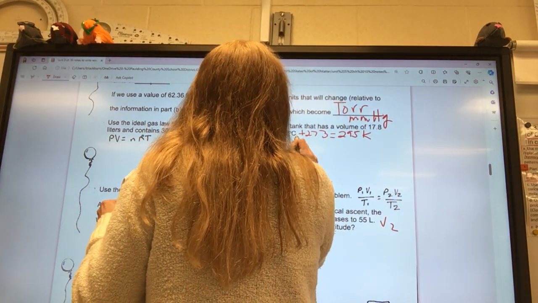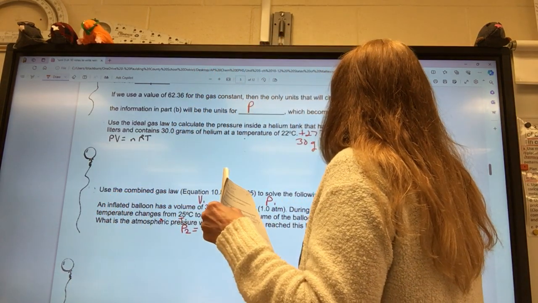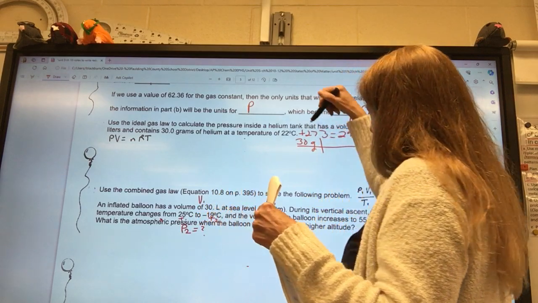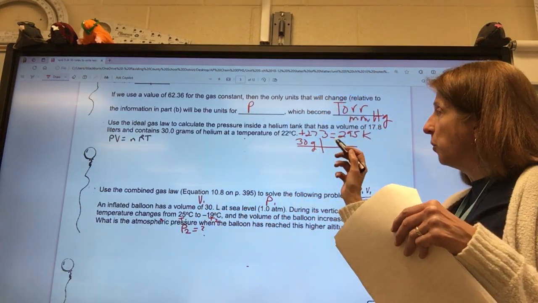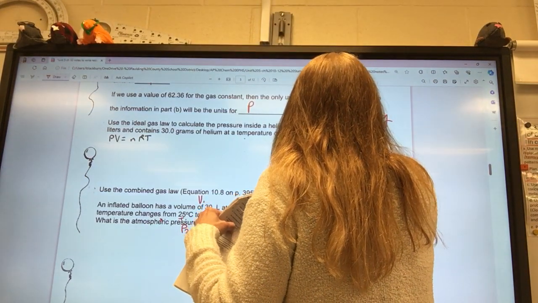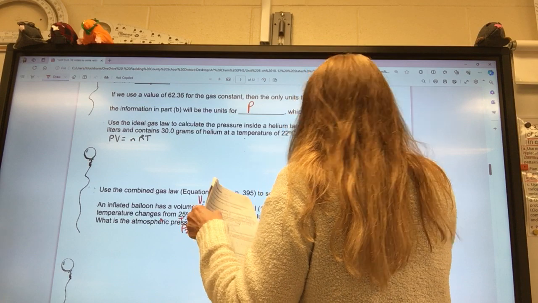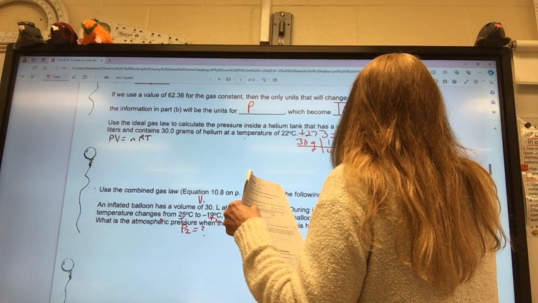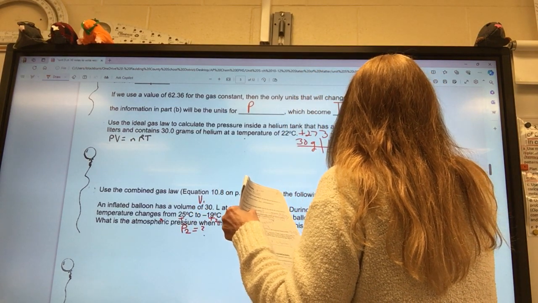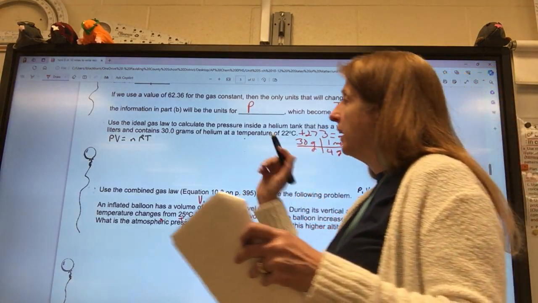We'll do it over here. 30 grams, and it's helium. So what goes in the denominator down here? 4, which is the molar mass of helium, right? So it's 4 grams per 1 mole. Now we've got it in moles, which is 7.5 moles. This is just our pre-work, getting everything ready to go. Now we can do this.